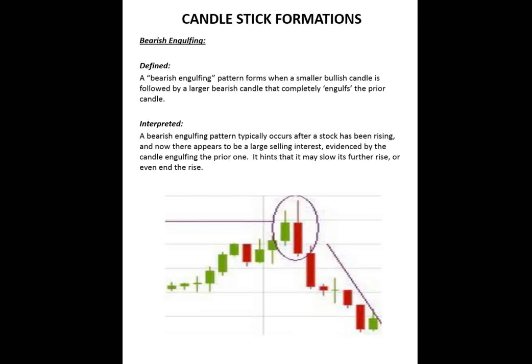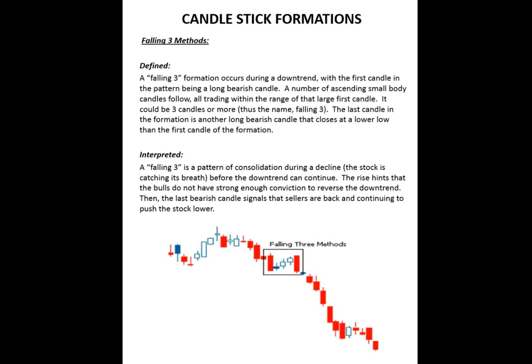That's a bearish signal, if you will, that says, uh-oh, this thing might be reversing. No longer is it continuing to go up. And then it's borne out by what we see over the next few candles. That's known as a bearish engulfing. Next one we look at is what's known as a falling three method. You can see the definition or the interpretation.